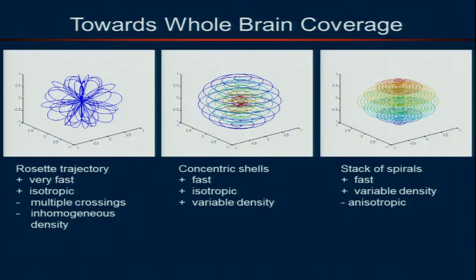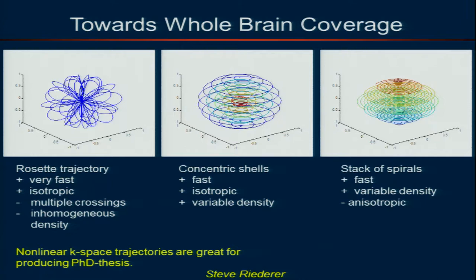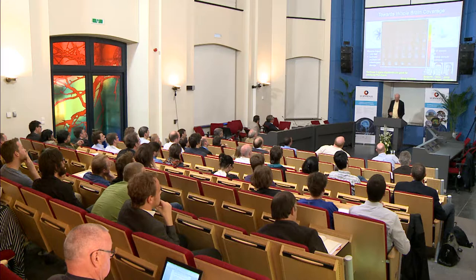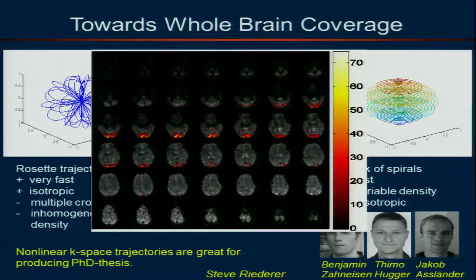That was not just a random permutation. We learned at each step what we should do. Initially, we thought we should go for anything which is isotropic, but recently we figured out that a stack of spirals gives a very good handle on imaging speed while having control over the artifacts. And just to confirm the famous saying of Steve Riederer, yes, we have so far three PhDs working on these. And this is our current workhorse sequence. If you look at the images, they are really images. Actually, that's more than I initially thought we would achieve.